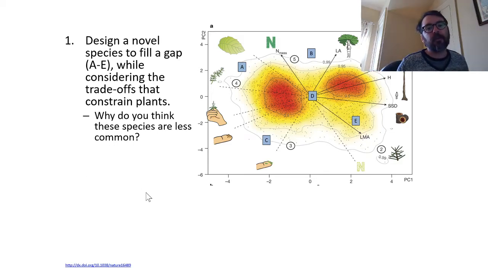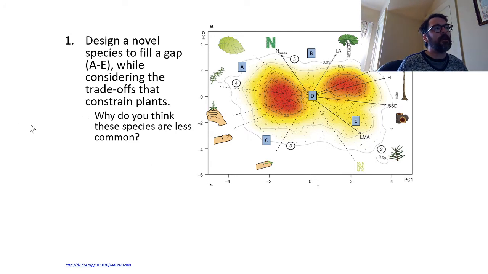So one of the activities I usually would like to do in this lecture, if we were all in the room together, would be to spend 10 or 15 minutes where you get into groups and you define a novel species, or design a novel species to fill in gaps in the data. But you have to keep in mind the trade-offs, right? So why aren't there any species out where this letter B is, or out where this letter C is, or in the middle, right? So there are these different species that seem to be relatively rare.